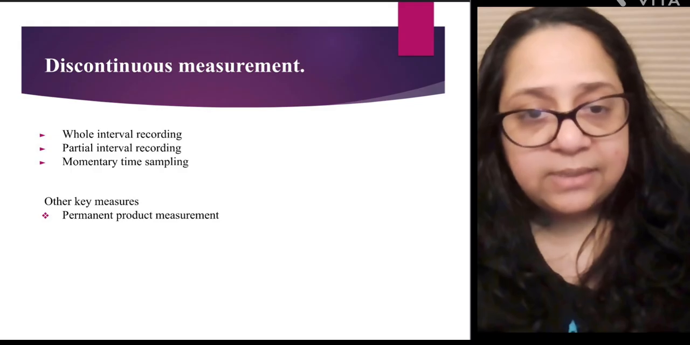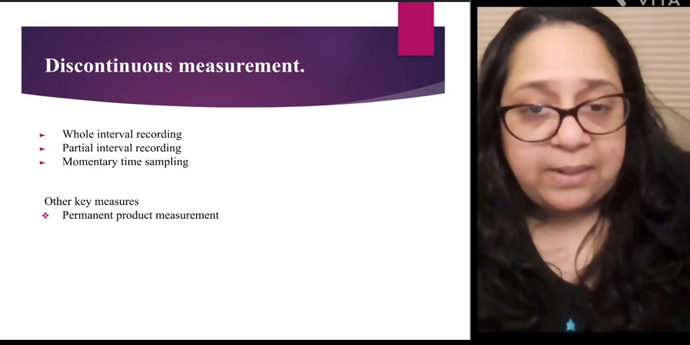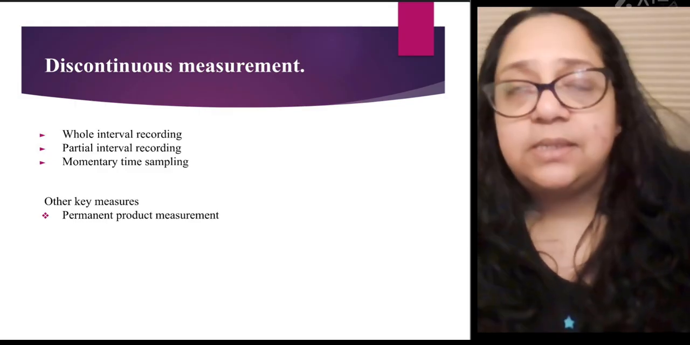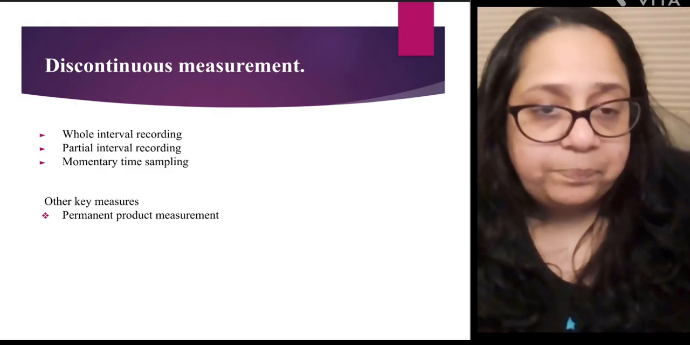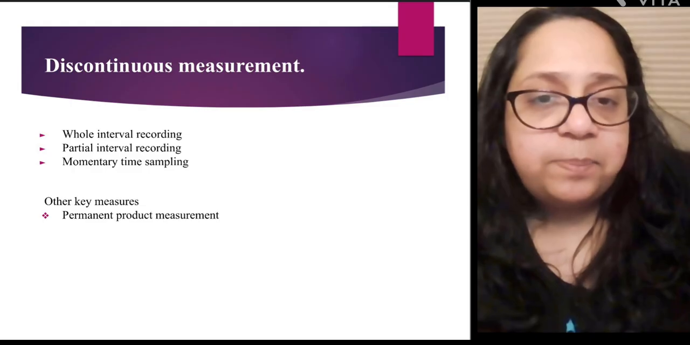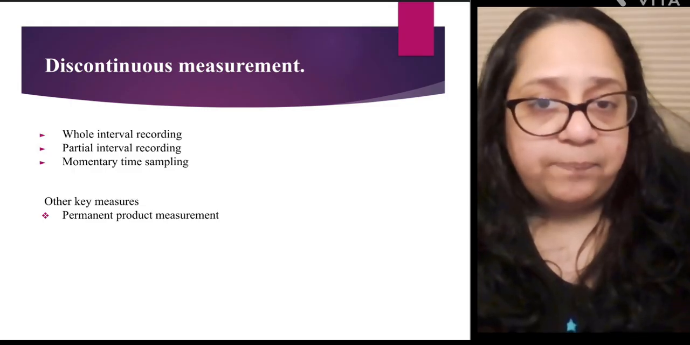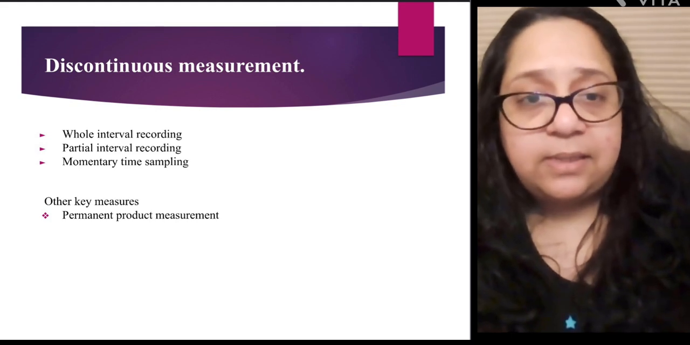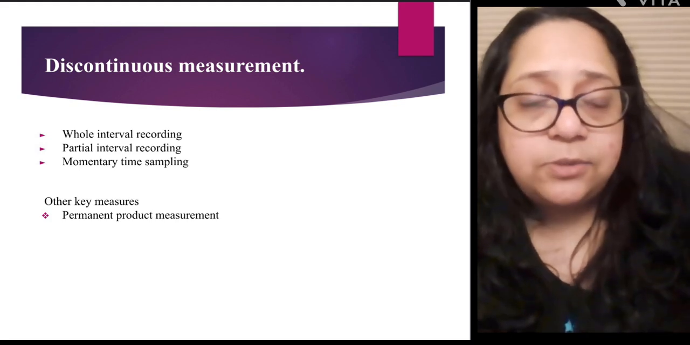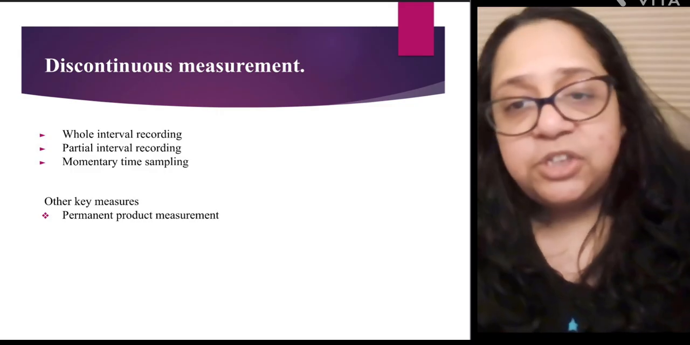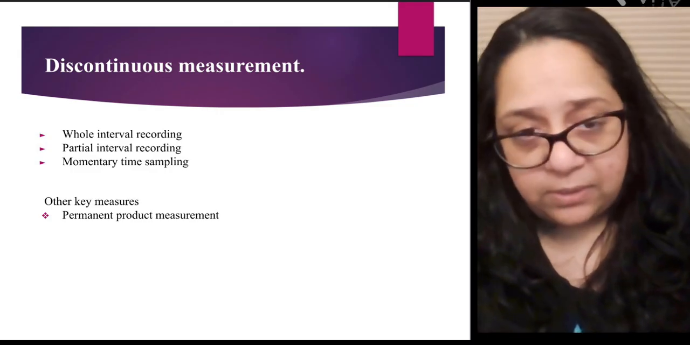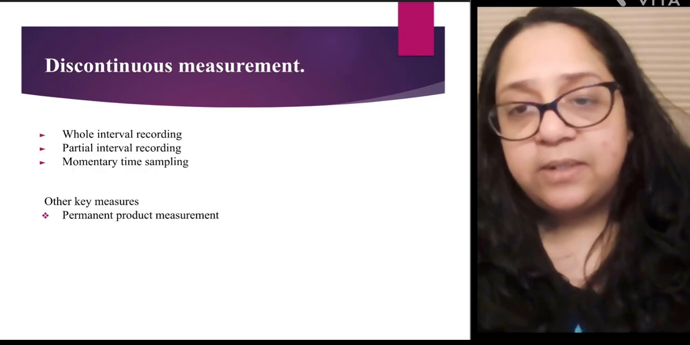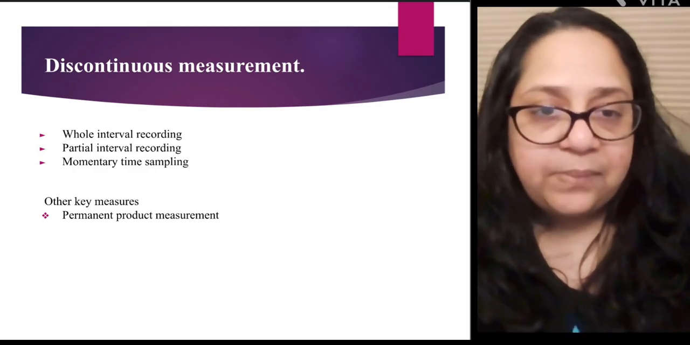Whole interval recording tends to underestimate the behavior, but it is very useful for measuring behaviors we want to increase, such as sustained engagement. Another method is partial interval recording, where the behavior is marked as occurring if it occurs at least once during the interval. Partial interval recording often overestimates behavior and is commonly used for behaviors we want to replace.